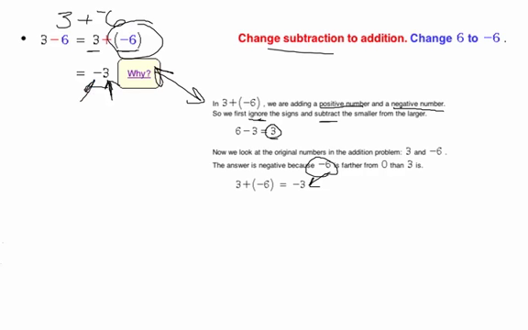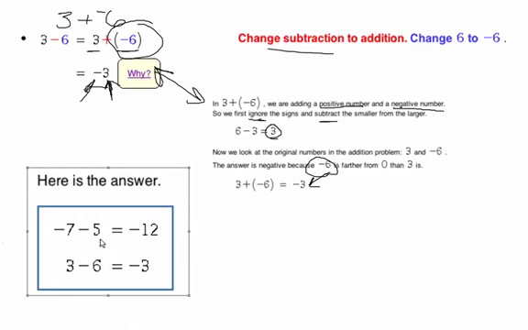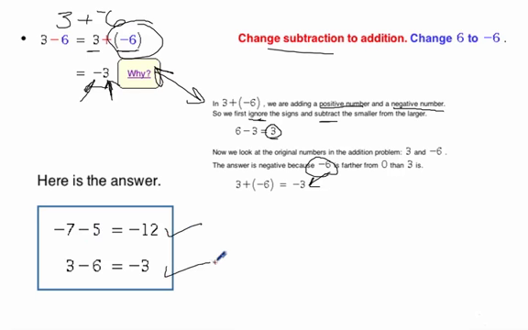Okay, so if we look at our original problems, we've got -7 minus 5 is -12, and 3 minus 6 is -3.